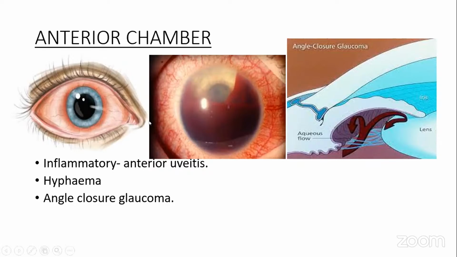You can also have hyphema. Hyphema in the middle photograph, that's when you have blood building up in the anterior chamber. Common causes of blood in the anterior chamber is trauma. Trauma, getting in a fight, getting hit by a blow. Those are the things that will cause blood to lodge in the anterior chamber with red eye.